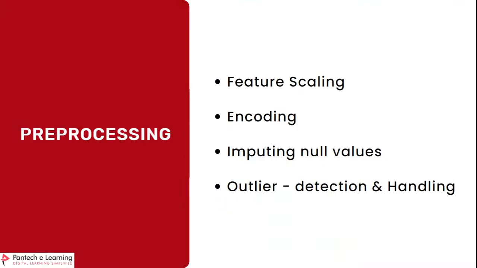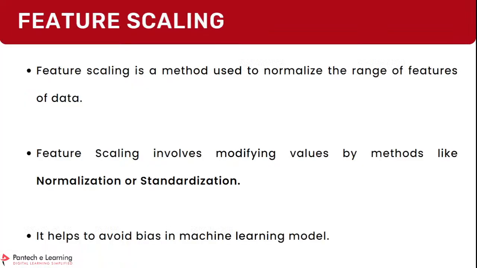So now moving into the pre-processing of machine learning, these are all basics. Apart from that, it is mandatorily suggested before going into the machine learning algorithm, you have to go with feature scaling, encoding, imputing null values, and outlier detection and handling. So let us look into feature scaling. Feature scaling is a method used to normalize the range of features of data, and it involves modifying values by methods like normalization or standardization, and it helps to avoid bias in machine learning models.